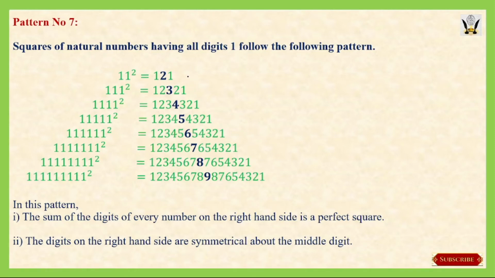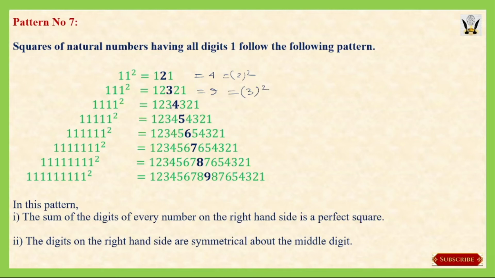The third point we have noticed here is that if we sum all these digits, it will be a perfect square. So 1 plus 2 plus 1 is 4, and 4 means 2 square. 1 plus 2 plus 3 is 6, then 6 plus 2 is 8, then plus 1, it will be 9. So it will be 3 square.